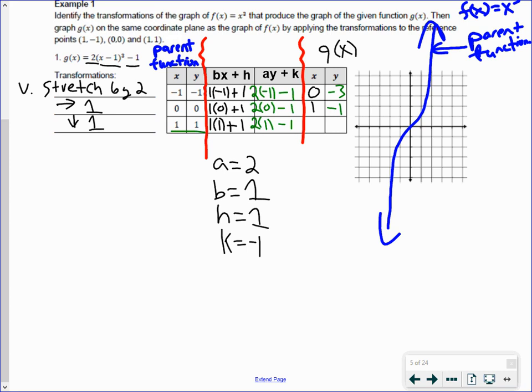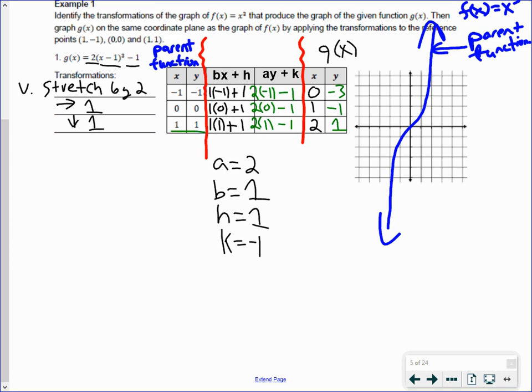So let's figure out what this is. 1 times 1 is 1. 1 plus 1 is 2. So the x value of our g of x for this point is 2. And for the y value of our g of x, 2 times 1 is 2. 2 minus 1 is 1. So now we have our new points for g of x.